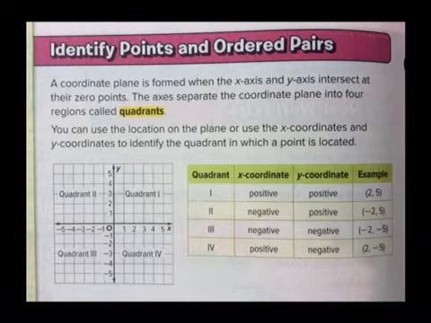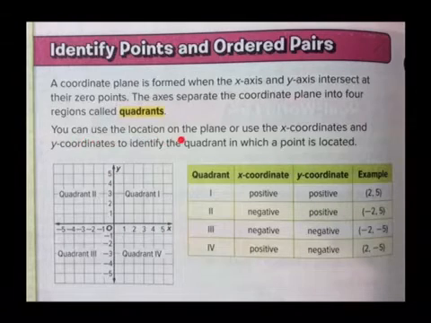Next page. Identify points and ordered pairs. A coordinate plane is formed when the x-axis and the y-axis intersect at their 0 points. The axes separate the coordinate plane into 4 regions called quadrants. Quadrant 1, Quadrant 2, Quadrant 3, Quadrant 4. So we count counterclockwise, starting with the top right, which is positive, positive.